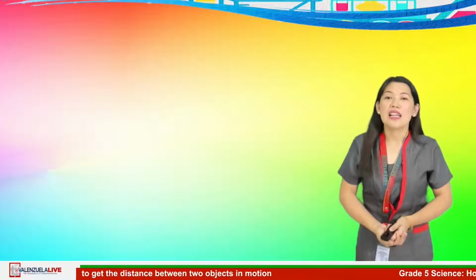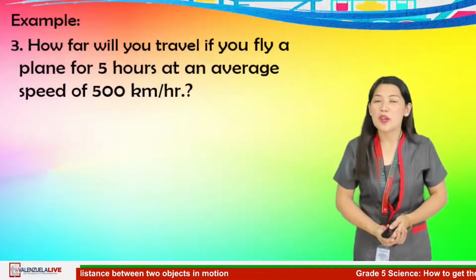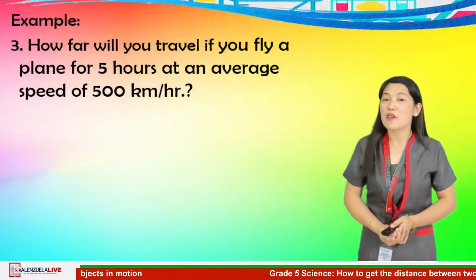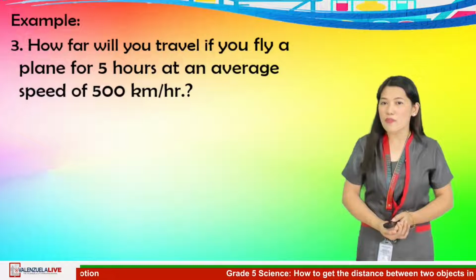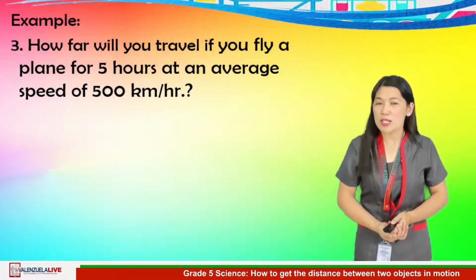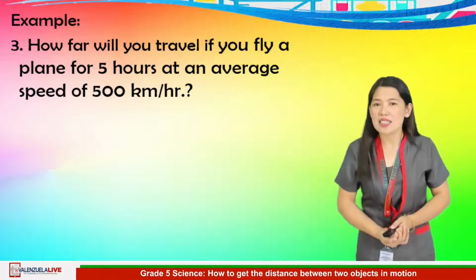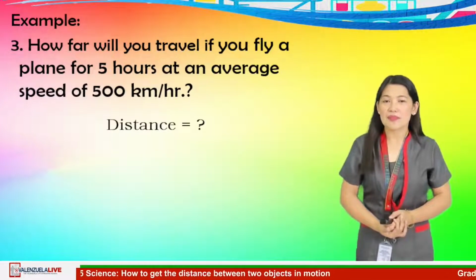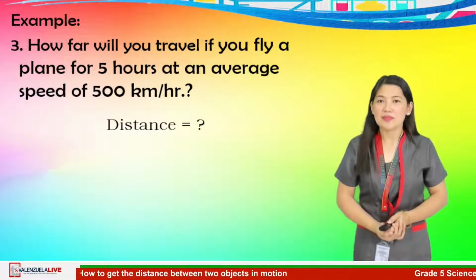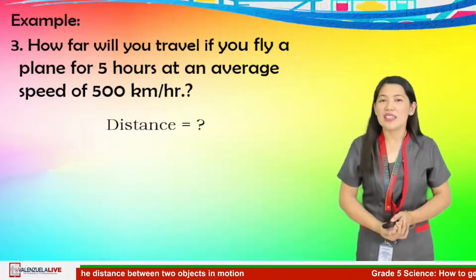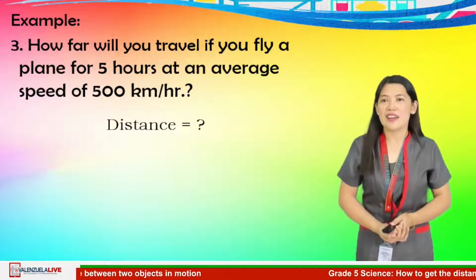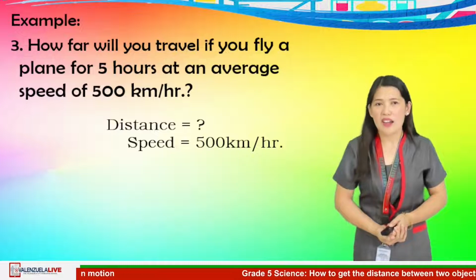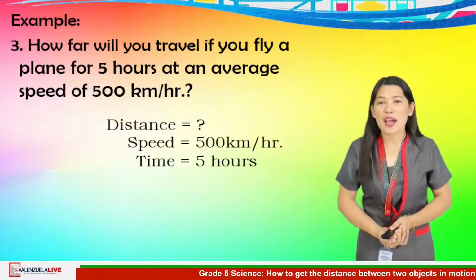Last example, number 3. How far will you travel if you fly a plane for 5 hours at an average speed of 500 kilometers per hour? What is asked in the problem? Correct. Distance. What are the given? Very good. The given numbers are speed 500 kilometers per hour and time is 5 hours.